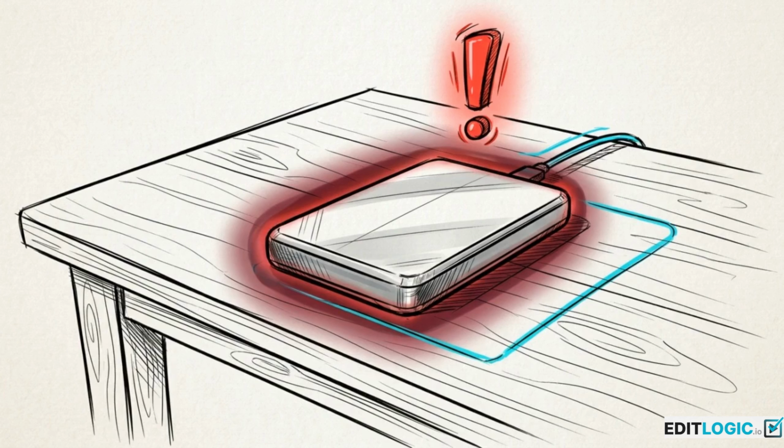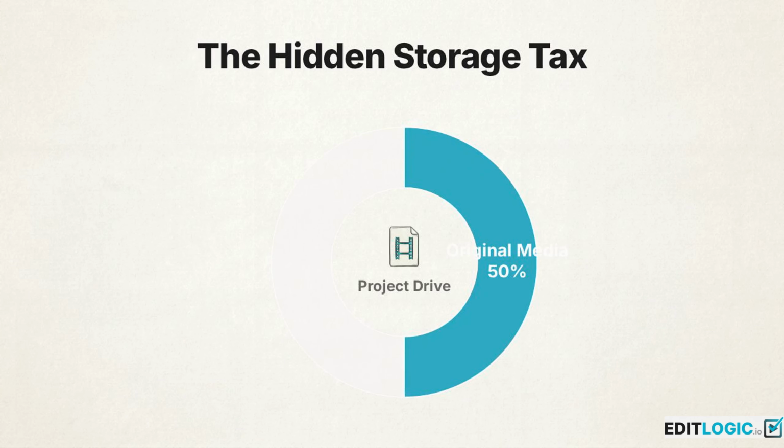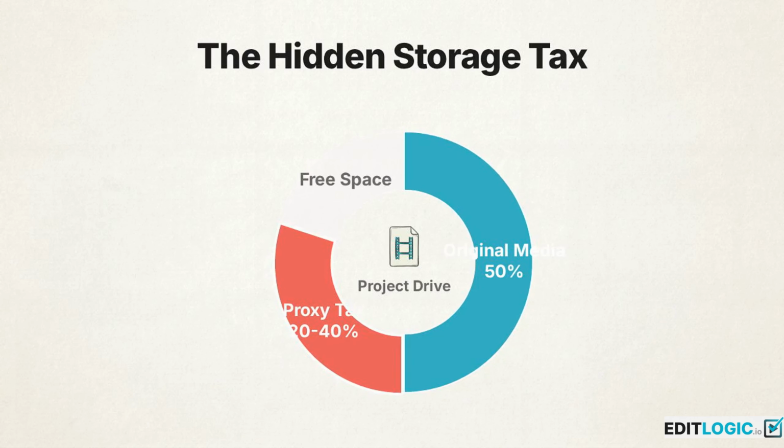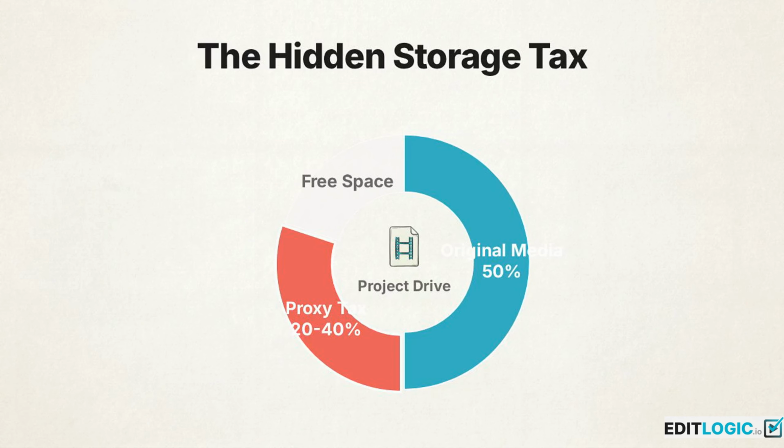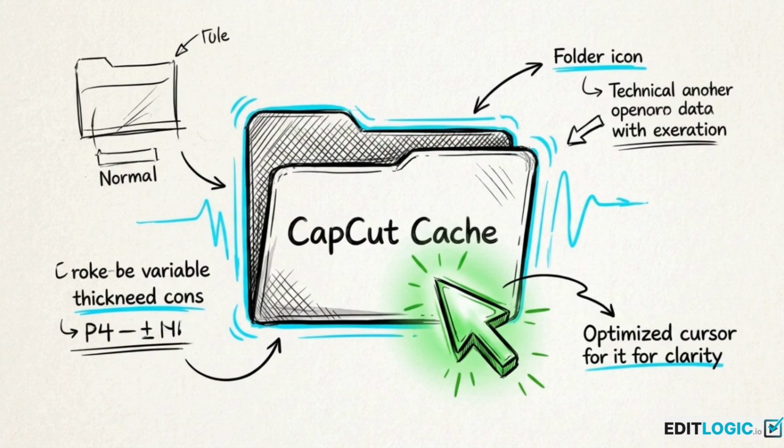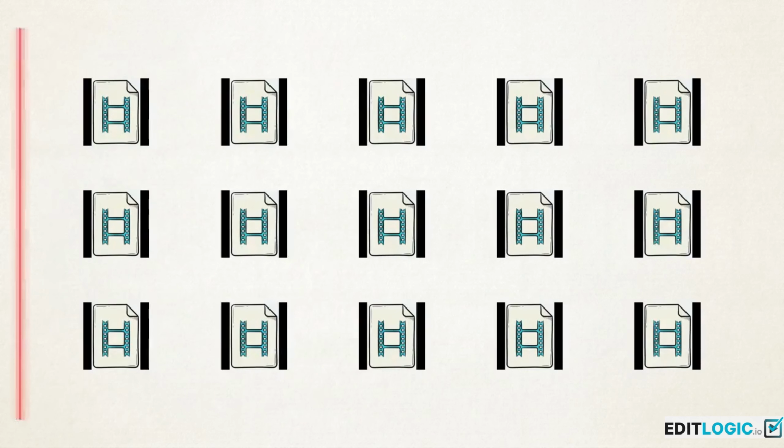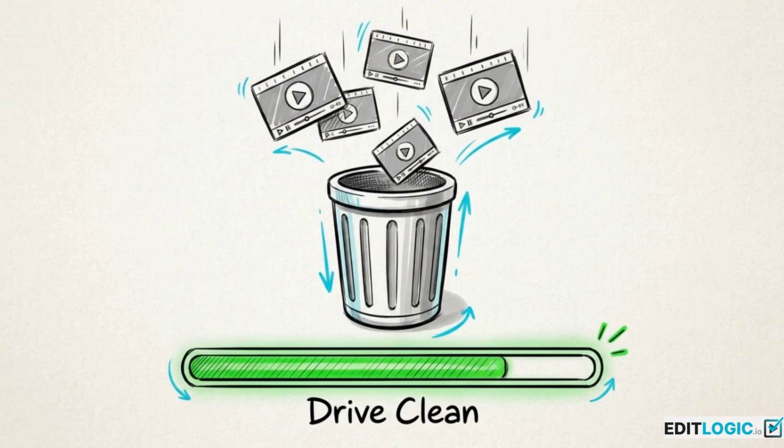Before making this your standard routine, you need to manage the one trade-off: hidden storage bloat. These stand-in files can add 20 to 40% to the total space your project takes up on your hard drive. To reclaim that space, navigate to CapCut's cache directory as soon as you have finished and exported your project. Proxy files are disposable and can be regenerated at any time, so you should routinely delete them from your cache to keep your drive lean.